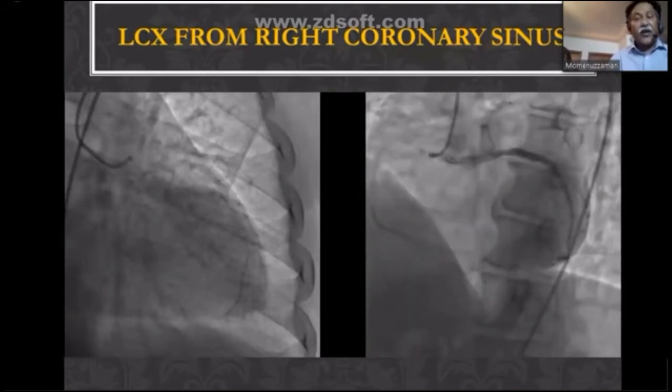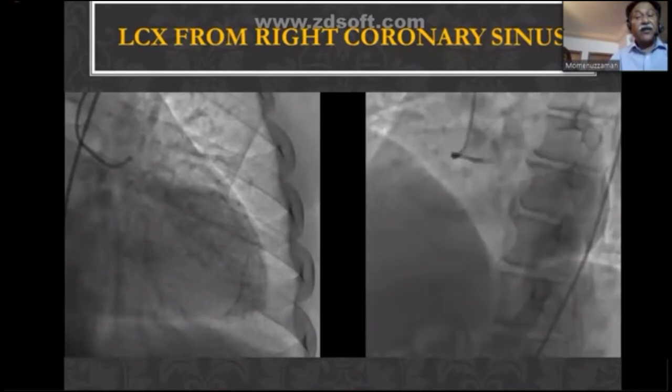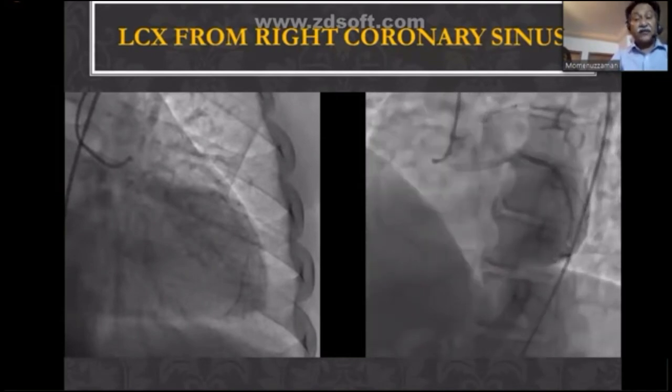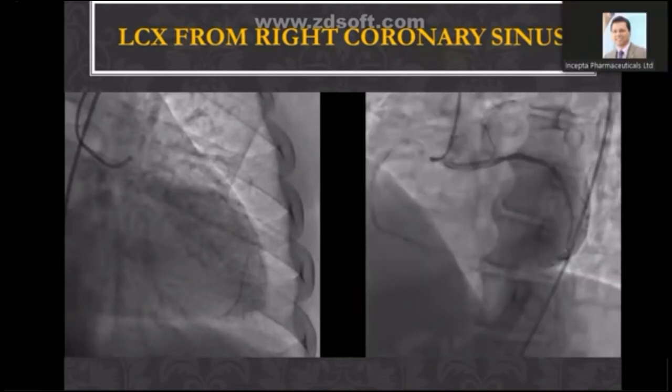So this way you can avoid an incomplete angiogram. Unless you identify the circumflex, the procedure is incomplete.